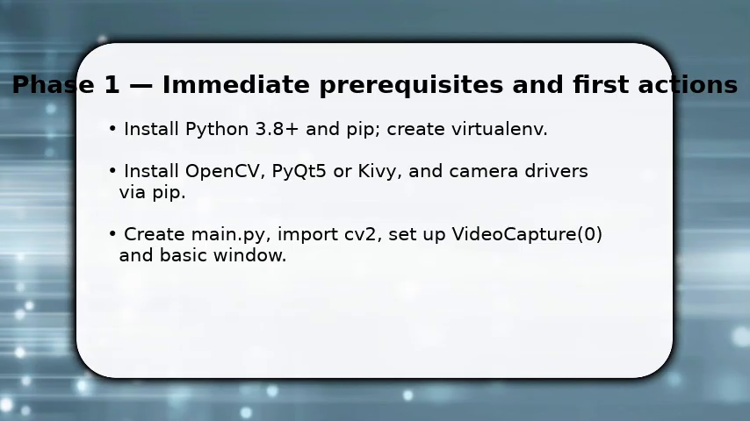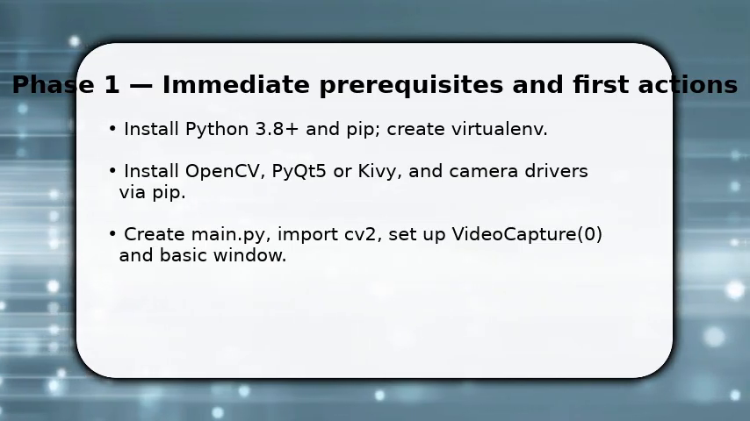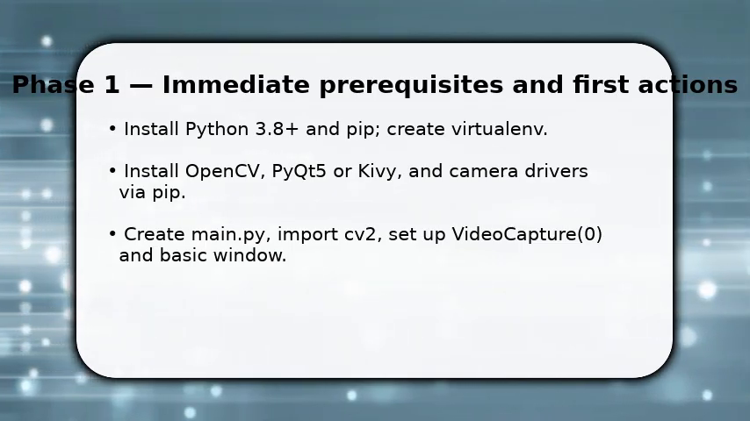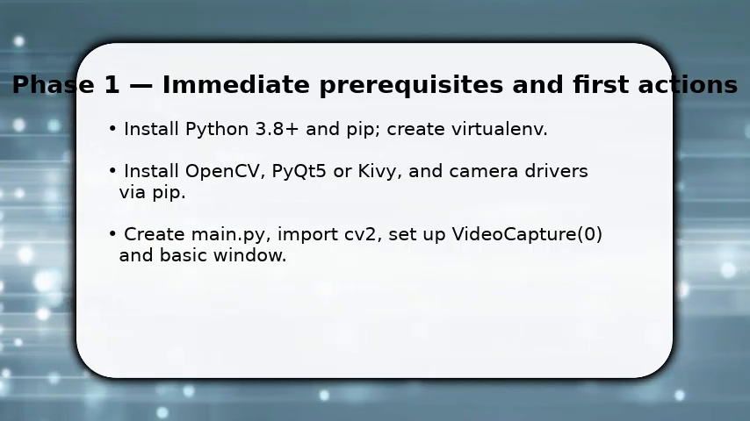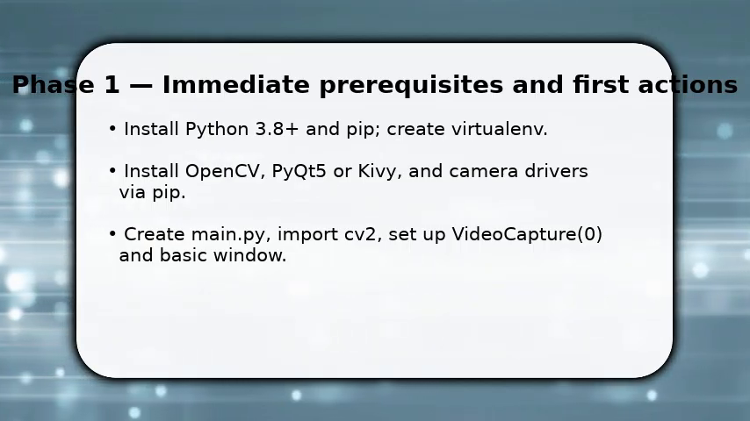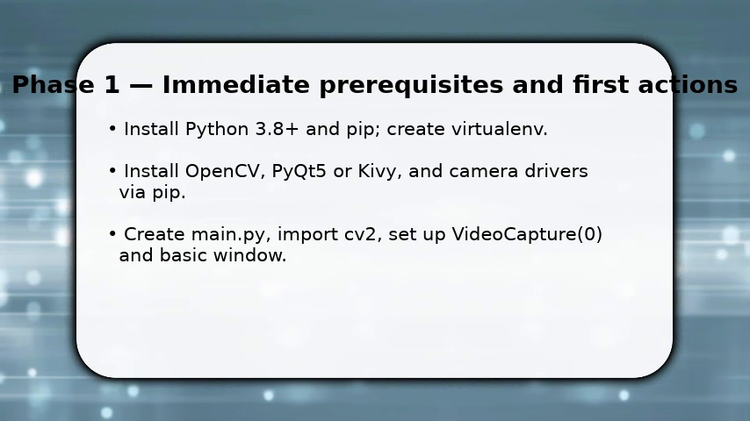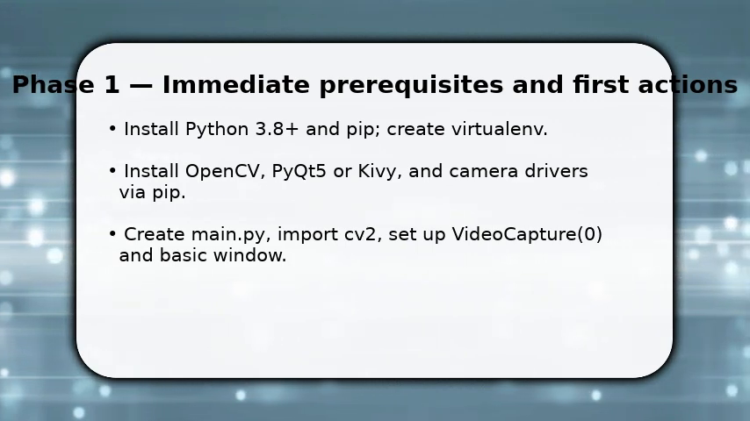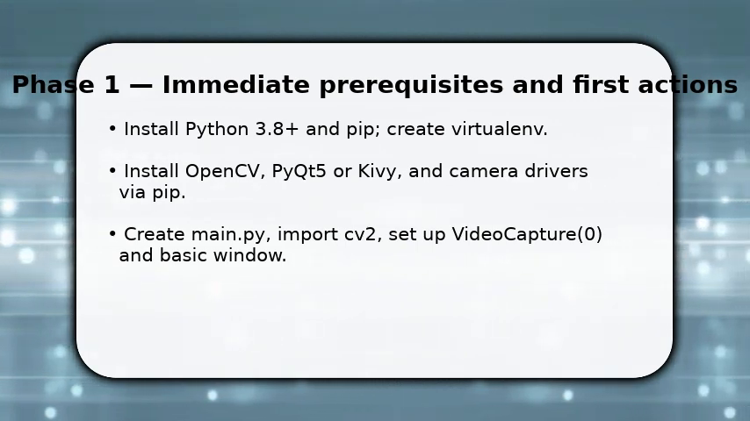Then write main.py, import cv2, and open VideoCapture(0) to test the camera stream. Make sure the device index is correct. Run a quick loop to read frames and display a window. This confirms the hardware and core library integration.